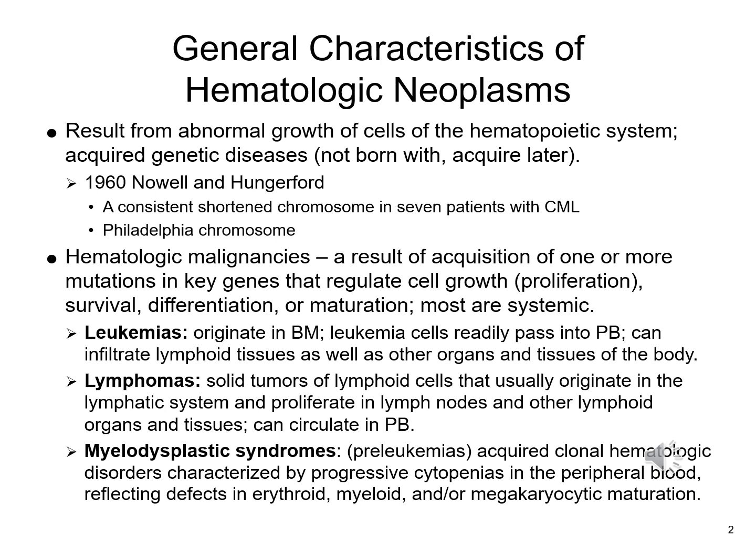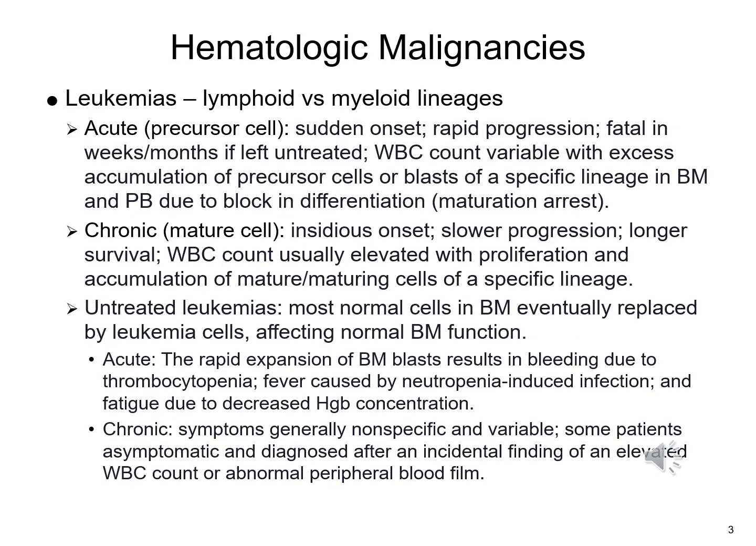Lymphomas, on the other hand, are solid tumors of lymphoid cells that usually originate in the lymphatic system and then proliferate into the lymph nodes and the other lymphoid organs and tissues. You can occasionally see these circulate in the peripheral blood. The myelodysplastic syndromes were once known as pre-leukemias, and they are acquired hematologic disorders characterized by a progressive cytopenia within the peripheral blood, which reflects defects in your erythroid lineage, your myeloid lineage, as well as your megakaryocytic lineage.